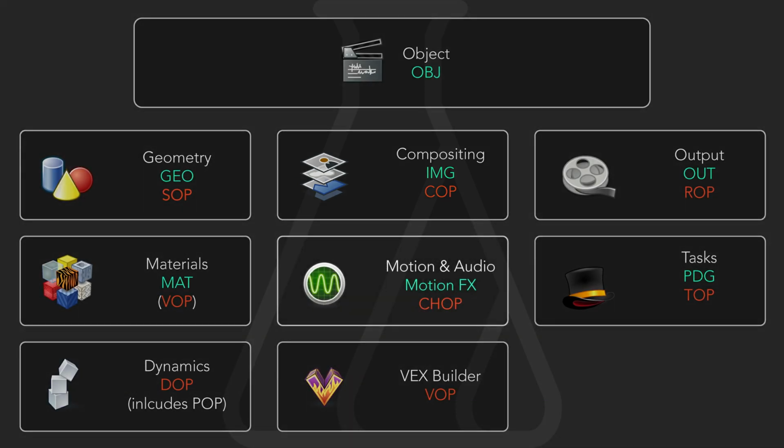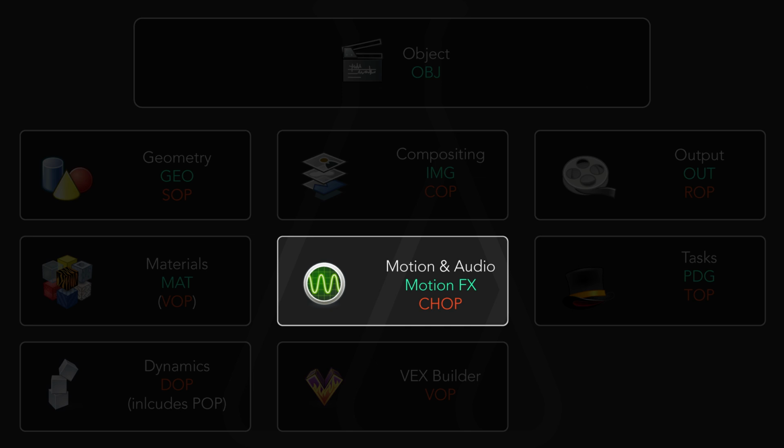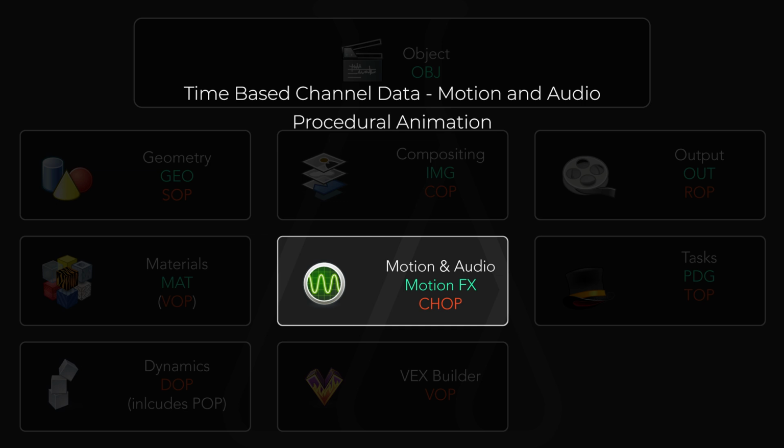CHOP stands for channel operator, and CHOP networks give us a toolkit for operating on time-based channel data, such as animation curves or audio channels. CHOP networks are also referred to as motion effects networks. We can use them to create procedural animation, or in other words, create animation without using keyframes. For example, we can use CHOPs to generate and precisely control a noise function to procedurally animate a camera shake or an object shaking or vibrating.